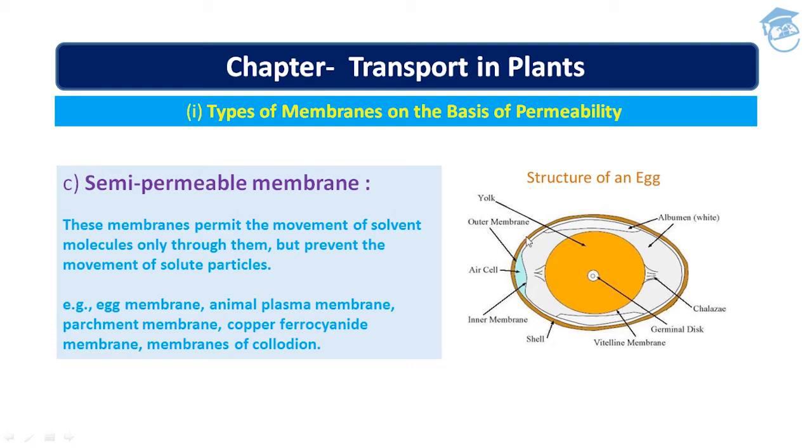Okay, the animal plasma membrane is also an example of a semi-permeable membrane, wherein they allow movement of solvent molecules only through them, but prevent the movement of solute particles. That means it does not allow solute particles to move inside it, but it permits the movement of solvent molecules inside of it. Okay, so this is the semi-permeable membrane.